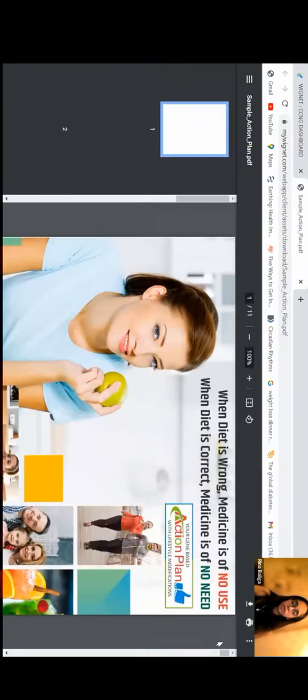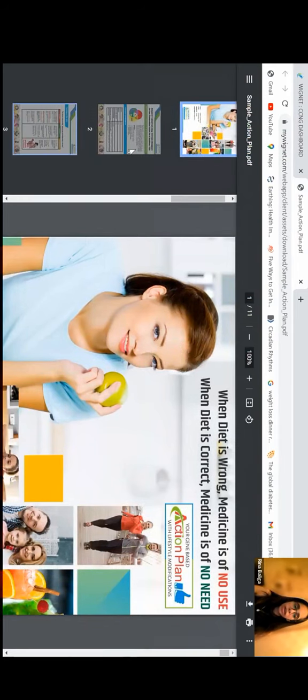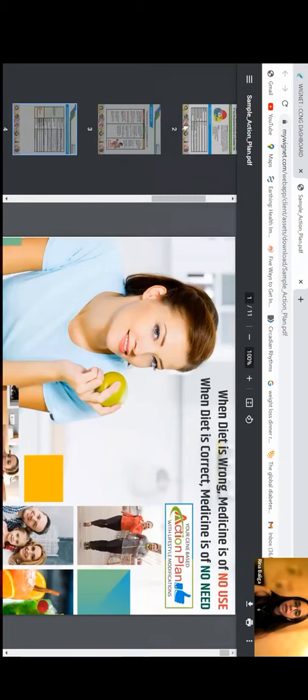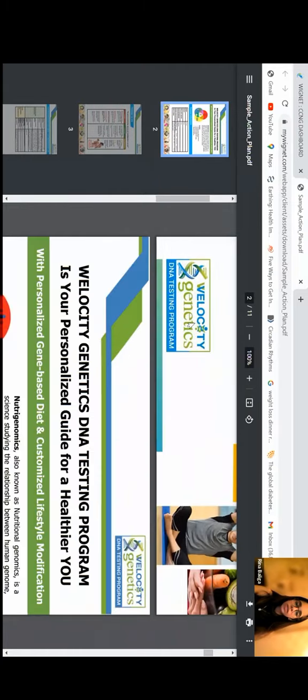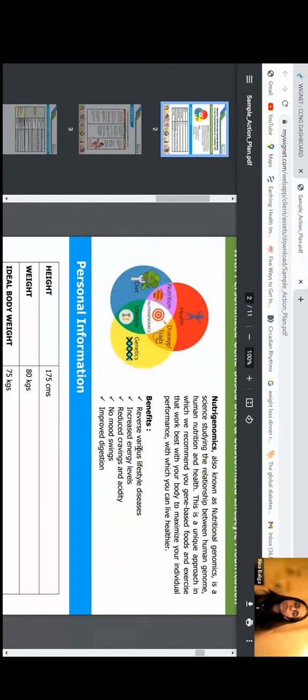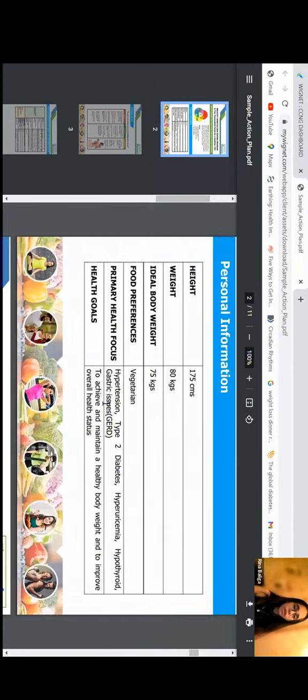So here is a sample action plan, how it looks. And if you have any doubts, we will go through them after this. This action plan is not long usually, unlike your genetic report, because it is concise to your current conditions. In this sample action plan, we first give you an understanding of what exactly nutrigenomics is and what could be your benefits. Then you have your personal information given here. Here the primary health focus is taken into consideration.